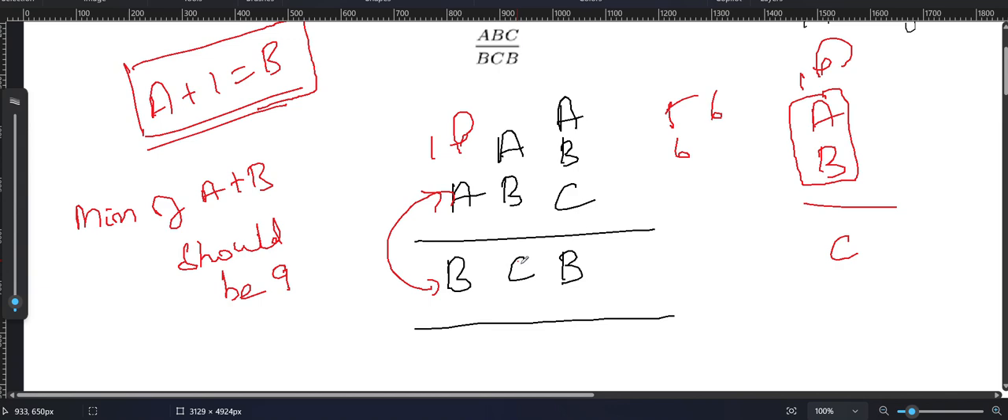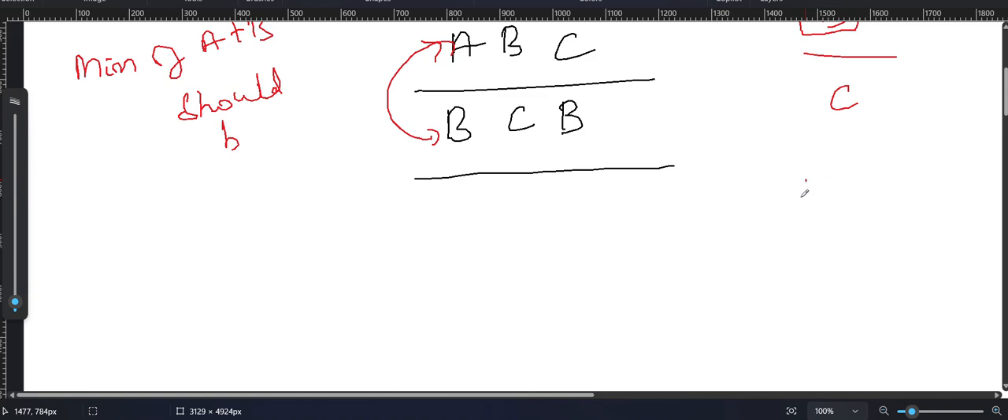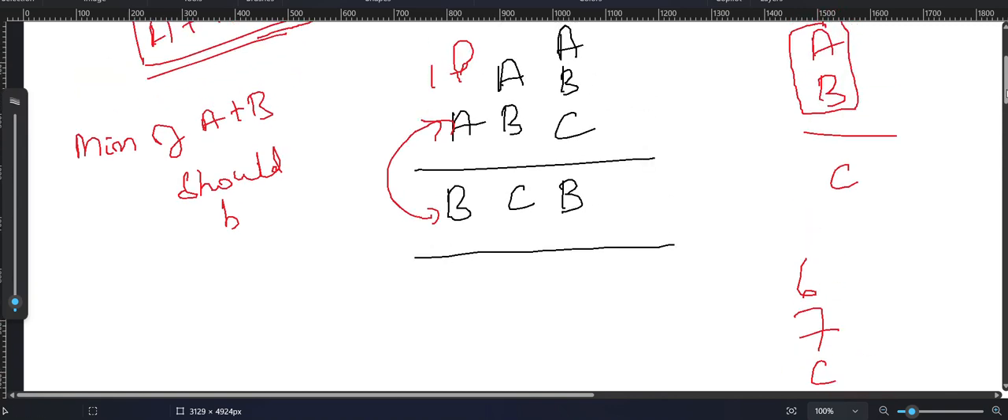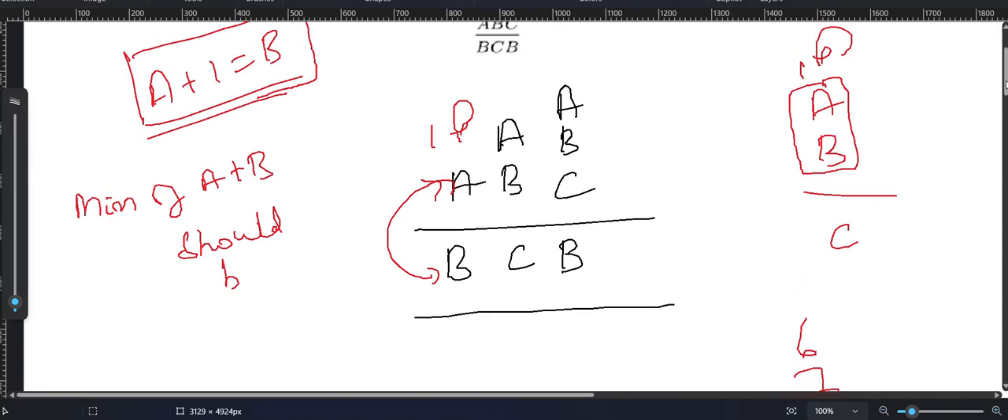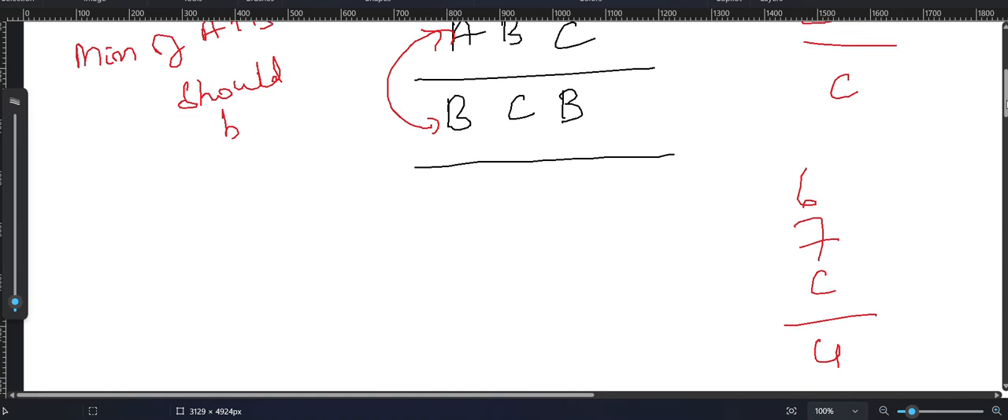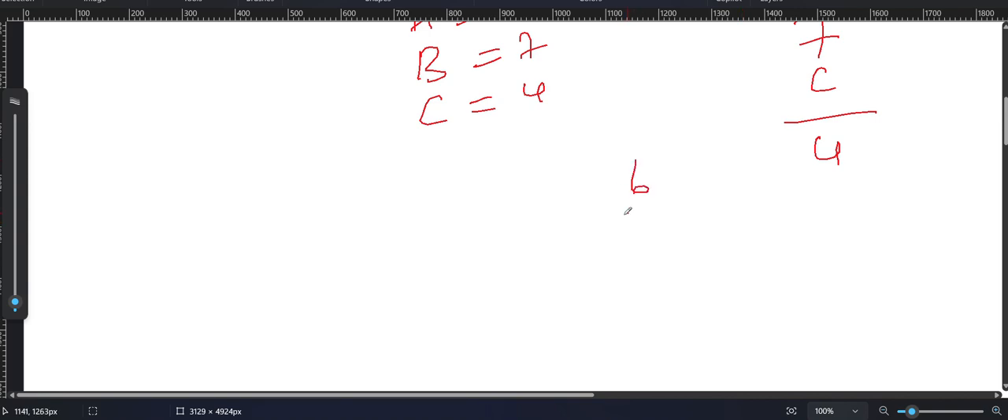So let's explore with 6 and 7. 6 and 7, with C making it 4. So what are the possibilities? C should be equal to 4. So A is equal to 6, B is equal to 7, C is equal to 4. So let's try this particular possibility: 6, 7, 4.